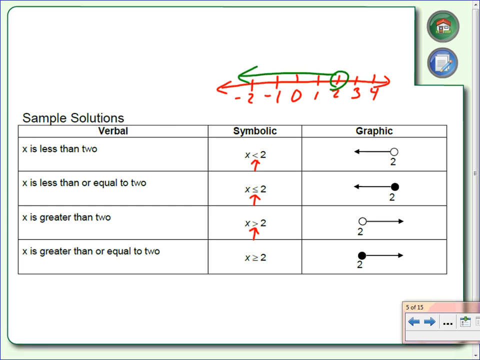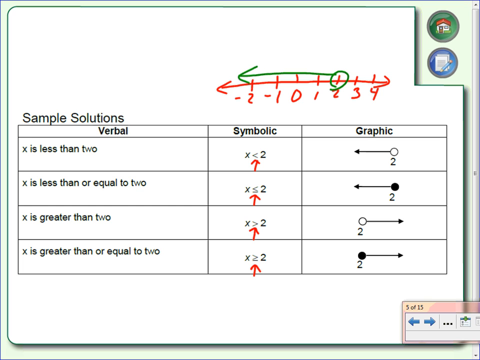And then the last one says x is greater than or equal to 2. So that right there is the symbol for greater than or equal to. Once again, notice the only difference is that this circle is filled in. And why are we filling that circle in again? What's the only difference between this sign and this sign? It has an equal sign.